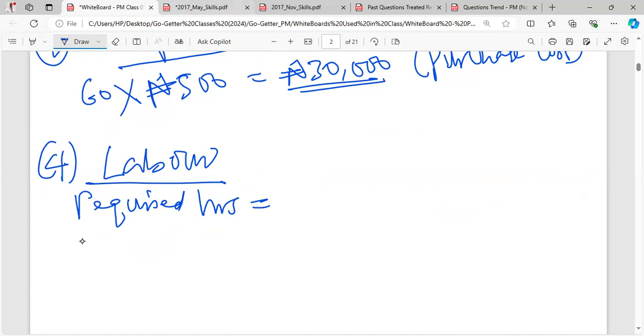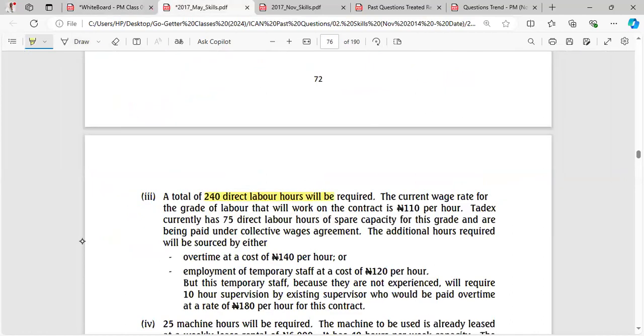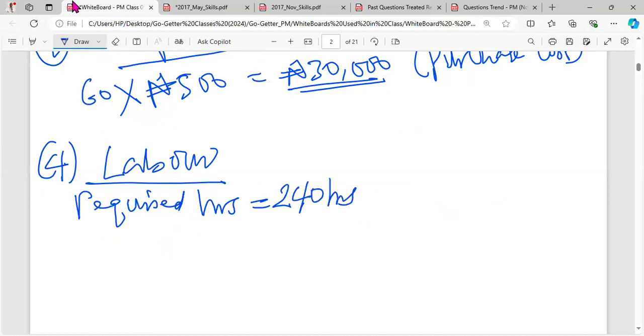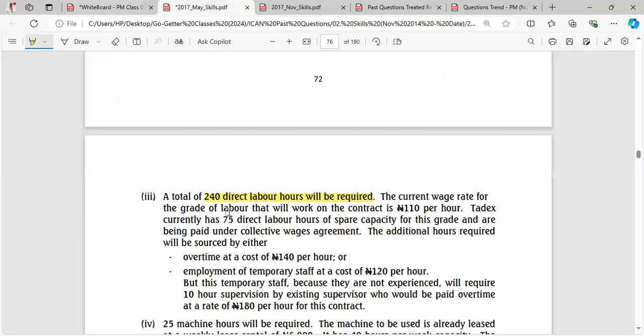So what do we need to say? Is this labor force already in permanent employment? Let's see. The current wage rate for the grade labor that will work on the contract is 110 naira per hour. That currently has 75 direct labor hours of spare capacity. They have spare capacity of 75.